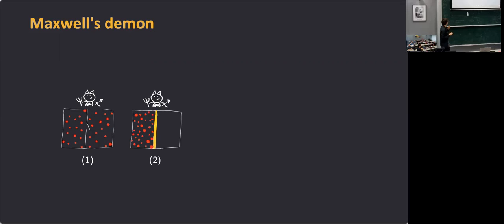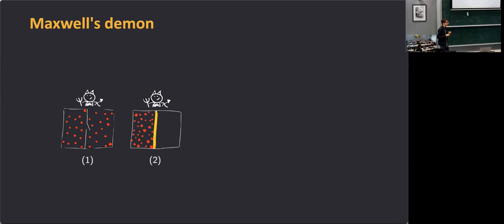And more precisely, what he will do is that when a particle wants to go from right to left, he's going to open the door and let the particle in. And when the particle tries to move from left to right, he will quickly close the door and prohibit the particle from going from left to right. When he does this for a while, eventually all the particles end up on the left side, and there's a void on the right side.